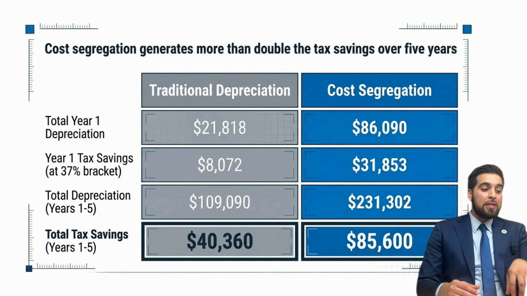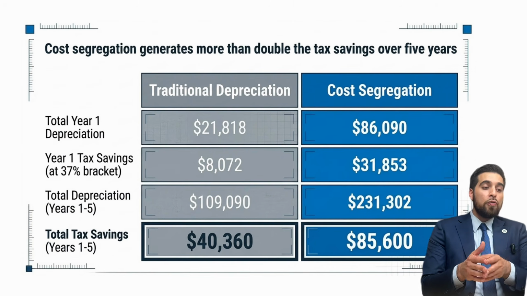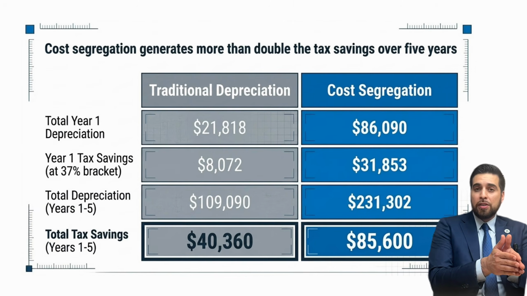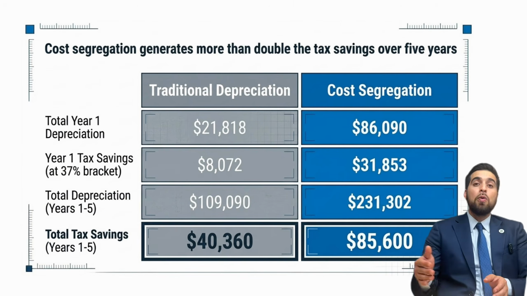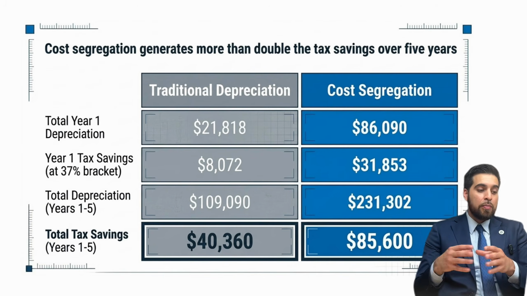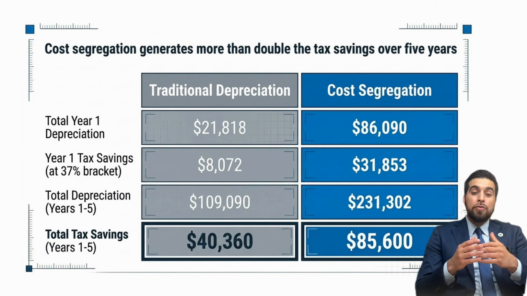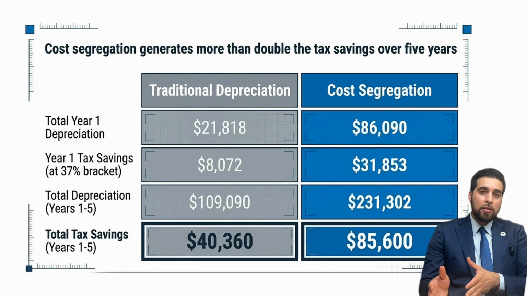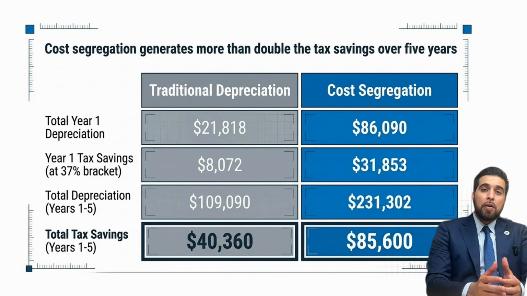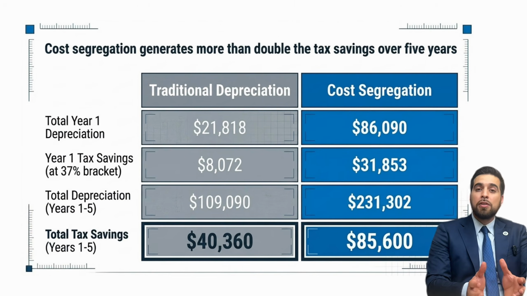Now, let's compare the tax savings in years 1 through 5 of implementing a CSA, cost segregation analysis, with not. In years 1 through 5, without implementing a cost segregation analysis, you are generating a tax saving of $40,000. But with implementing a cost segregation analysis, the estimate for this example is $85,600, which you see the magnitude. It's pretty much a 112% increase by just implementing this cost segregation analysis. And this is a powerful tool that a lot of real estate owners have at their disposal.